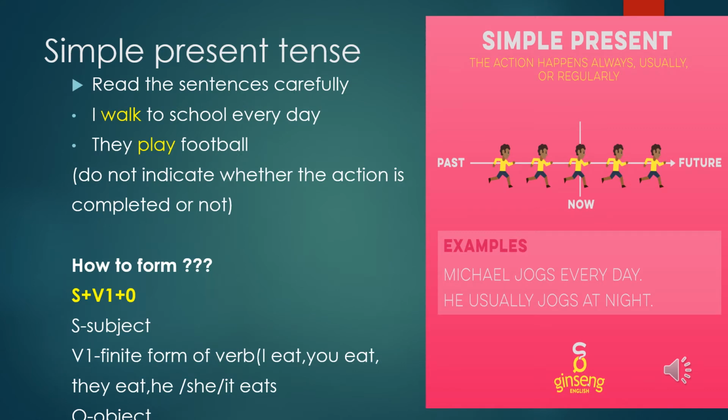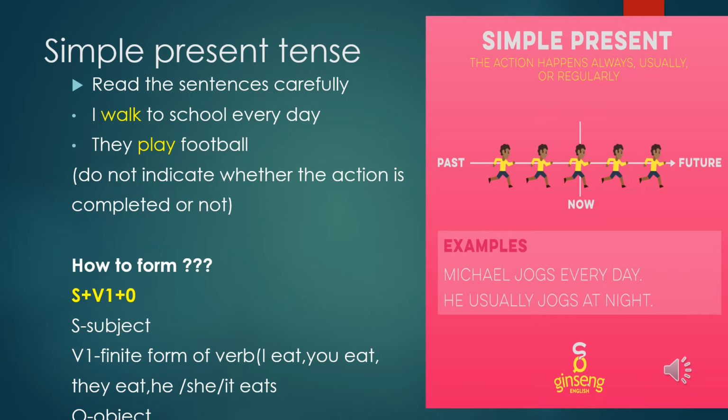So now we can start with simple present tense. Before starting, just read these two sentences that are given. I walk to school every day. And the second sentence is, they play football. So here you can see, I walk to school. Which are the verbs? In the first sentence, walk is a verb. And in the second sentence, play is the verb.